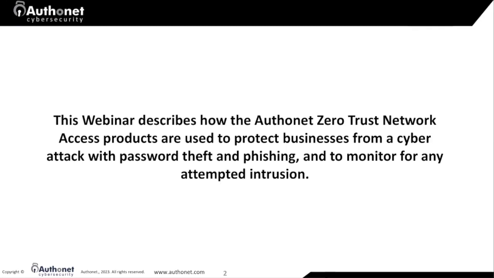Now, we're going to tell you about the Authonet Zero Trust Network Access products, specifically how to protect a business against password theft and phishing, and also to monitor for any attempted intrusion. The previous 2 parts in this series described how to configure the Authonet Zero Trust Gateway. And in this part, we're going to describe how the user will interface and get access to the network.